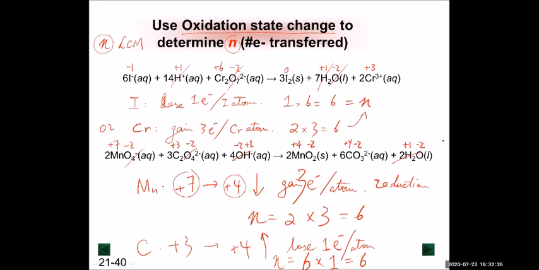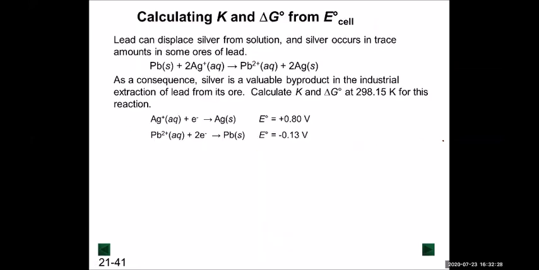So that's how you use N. All right, so let's see an example here. This is a chemical process we use in the industry. Lead is a fairly cheap metal because it exists in much bigger quantity in nature.